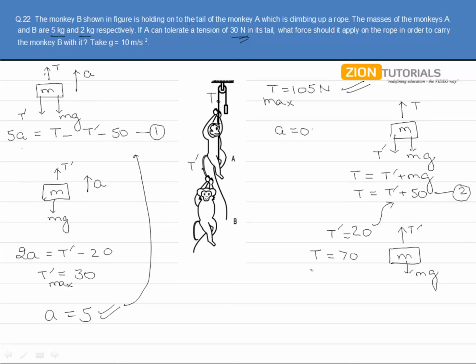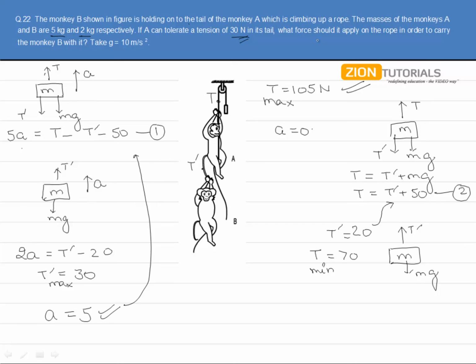But this is basically the minimum tension, because tension will be T dash plus mg, and then we minimize the value of T dash. Getting the point how we got the minimum tension T? We got the minimum tension T because T was 5a plus T dash plus 50. We minimized acceleration a to be 0. Then it became T dash plus 50. And then we minimized this T dash. Then we got the minimum of this tension, and that is 70.